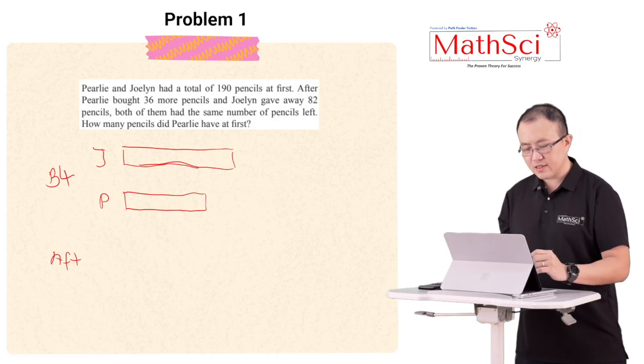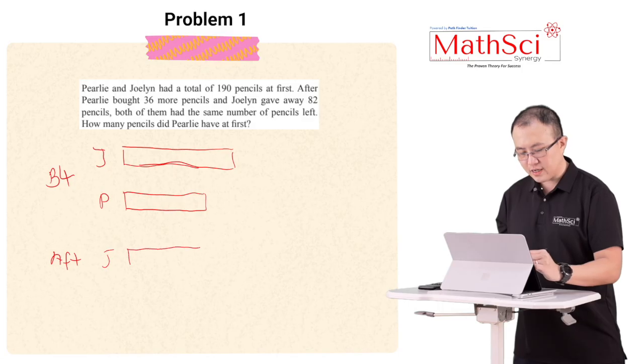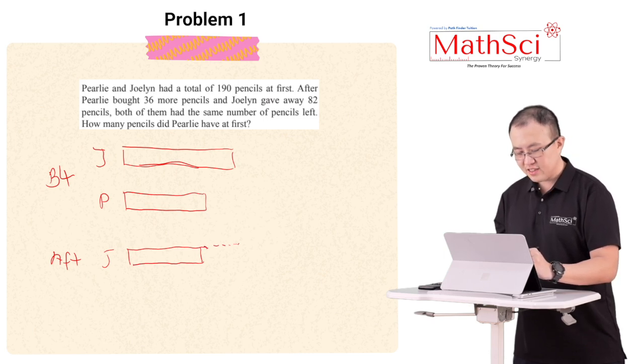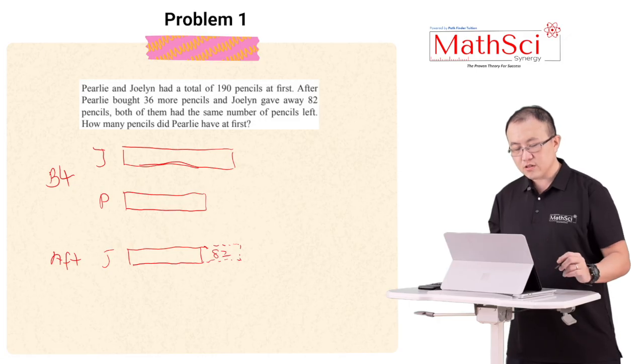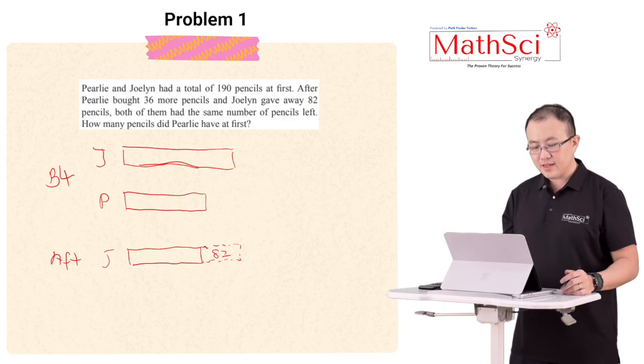So the after will look like this, where I know that Jolene will give away 82. So after giving away, it will look something like that. Shorter, right? Just not to make you feel that it's the same as Pearline at the start, I'm going to do this a bit shorter. So I'm going to draw a box here. This is actually 82. So dotted means it's already given away. Then for Pearline, Pearline actually gets 36 more pencils.